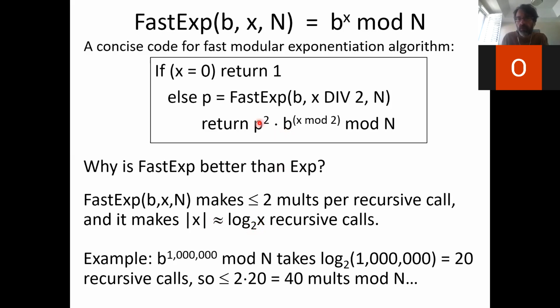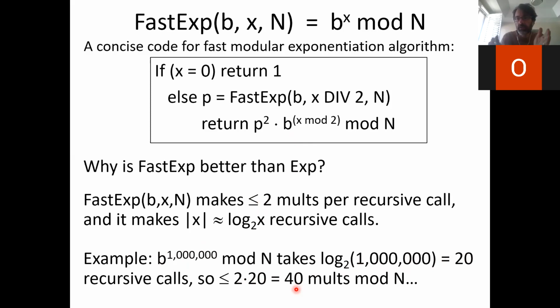And what's the cost of each? Here is one multiplication, and here is another. Moreover, this whole thing just tells you whether this is a 0 or a 1. So on average, you only multiply half the time, if your exponent x is a random number. But at most, you do 2 mults. So in the end, computing this takes a logarithm of this, which is 20, because logarithm base 2 of 1,000 is 10, and of a million is 20. And so this whole thing would take 40 mults at most. And for a random exponent of this size, it would actually take 30 mults.